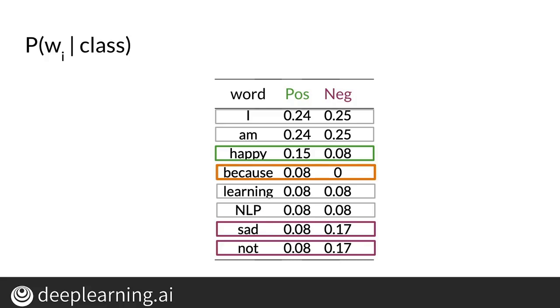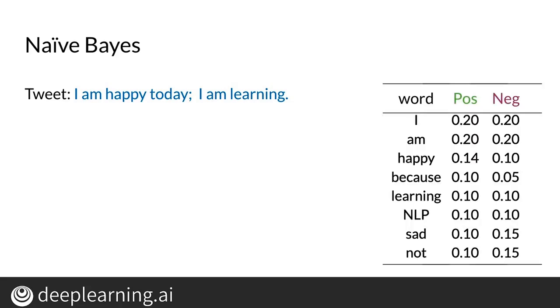Now let's take a look at because. As you can see, it only appears in the positive corpus, so its conditional probability for the negative class is 0. When this happens, you have no way of comparing between the two corpora, which will become a problem for your calculations. To avoid this, you will smooth your probability function. Say you get a new tweet from one of your friends, and the tweet says, "I'm happy today, I'm learning." And you want to use the table of probabilities to predict the sentiment of the whole tweet.